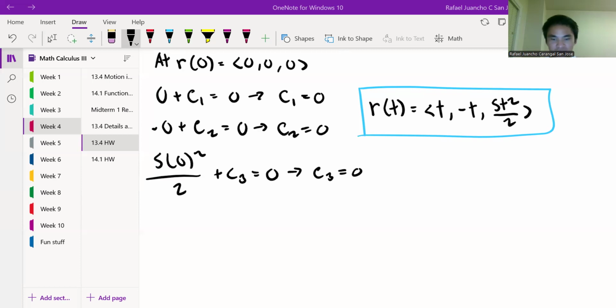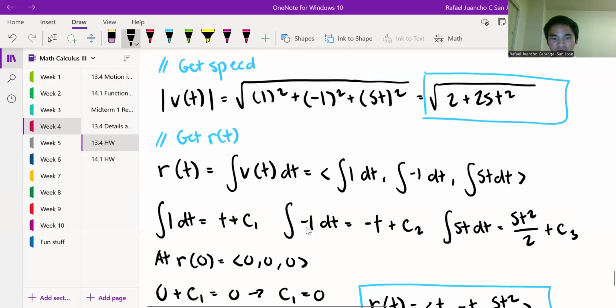5 over 2 t squared. That's fine. Doesn't matter. T minus t, 5t squared over 2. And then my magnitude is the square root of 2 plus 25t squared. Okay, let me hit submit, see what happens.